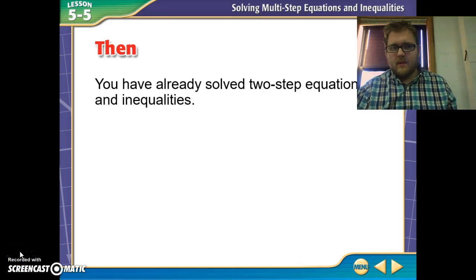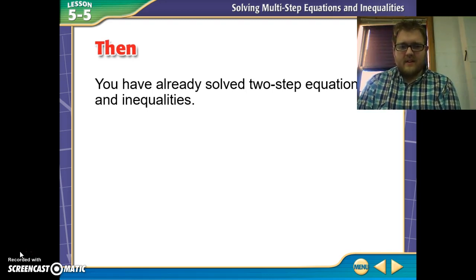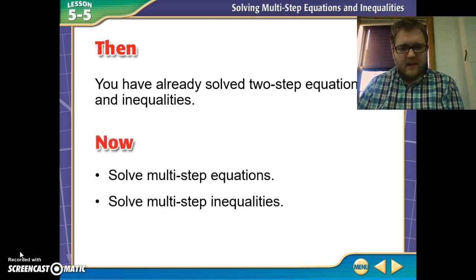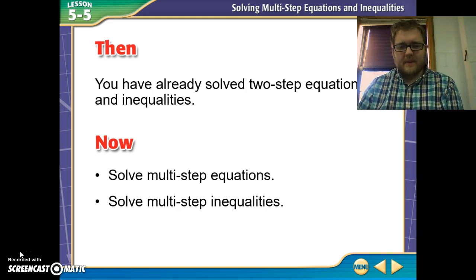Hi, and welcome to Lesson 5.5, Solving Multi-Step Equations and Inequalities. We've already learned how to solve two-step equations and also inequalities. Now we want to go ahead and look at solving those that involve multiple steps.